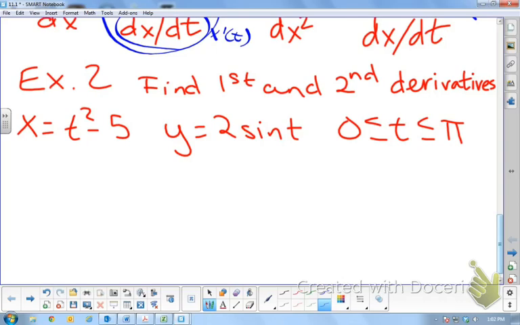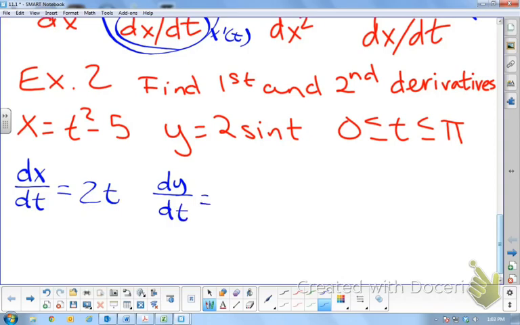I can find dx dt very easily. What's the derivative of dx dt? Remember, derivative of x with respect to t is just saying t is our variable that we're taking the derivative of. So it's just 2t. Just 2t. And I can find dy dt easily. What's our derivative of dy dt? 2 cosine t.